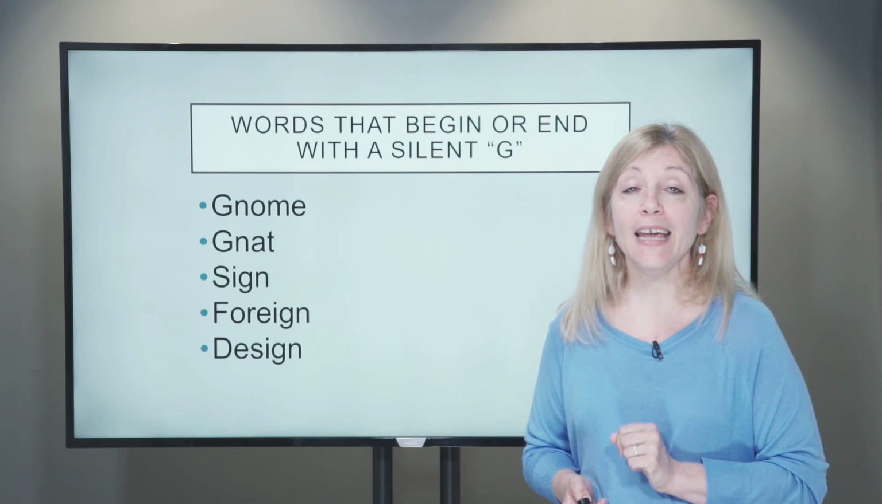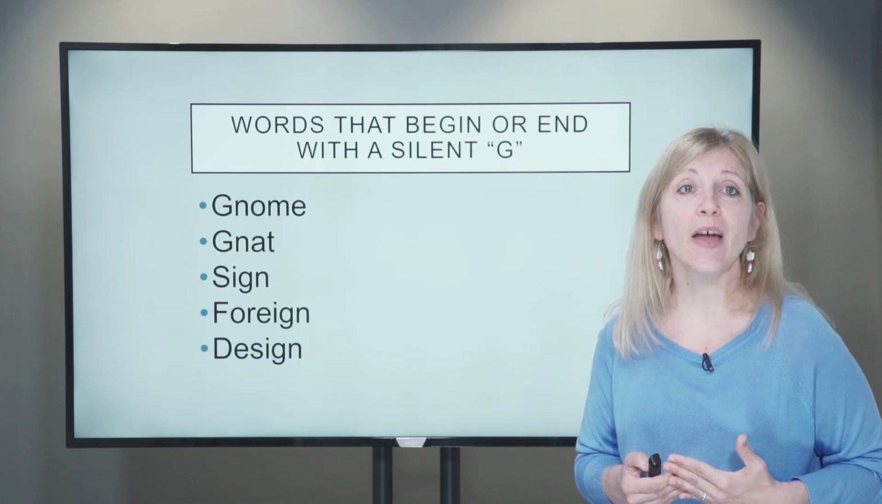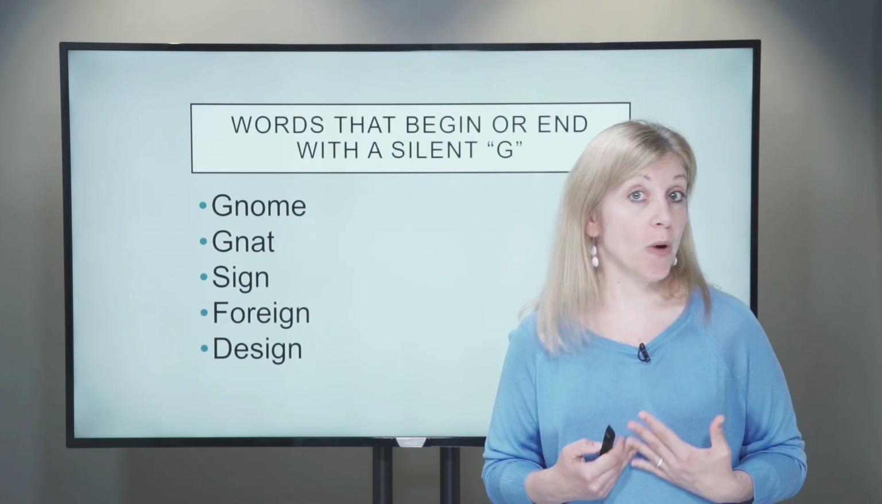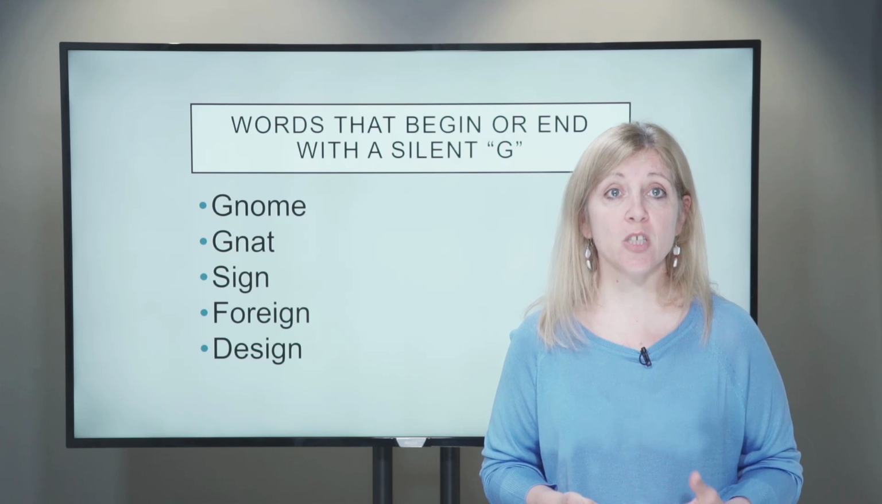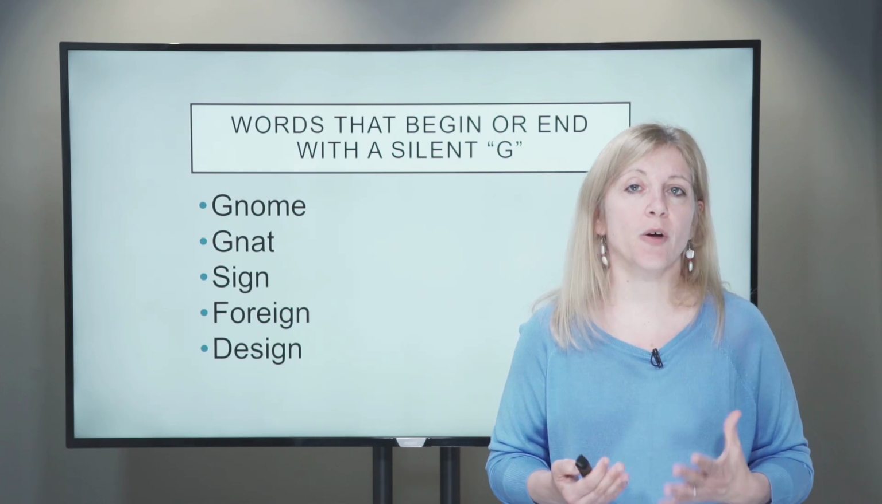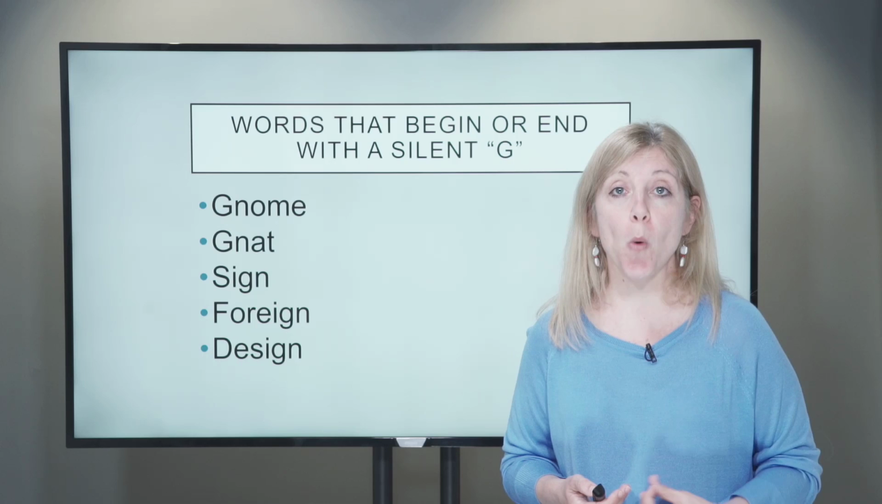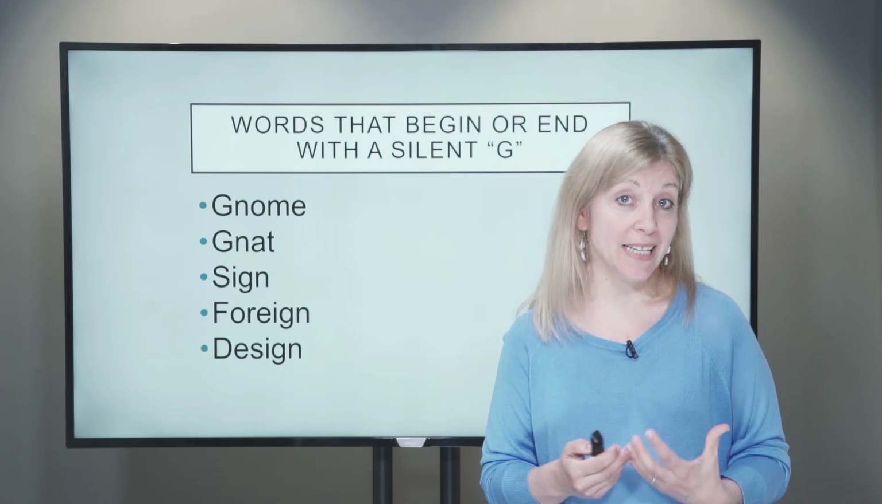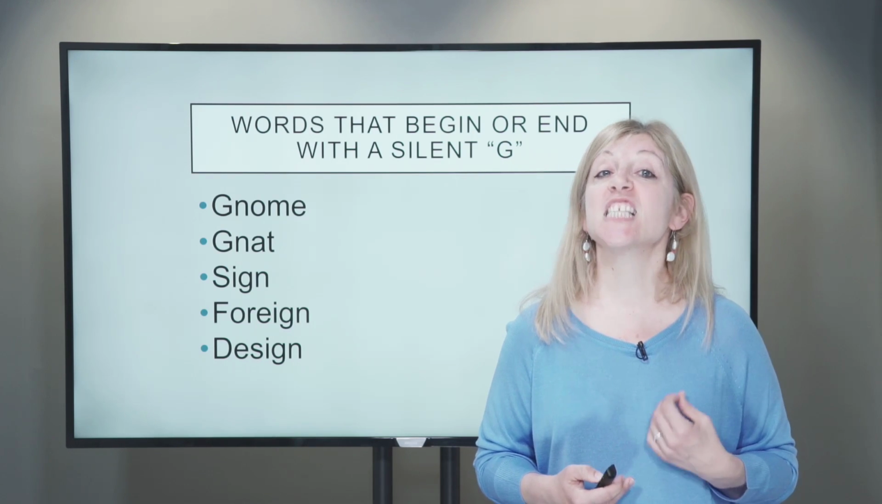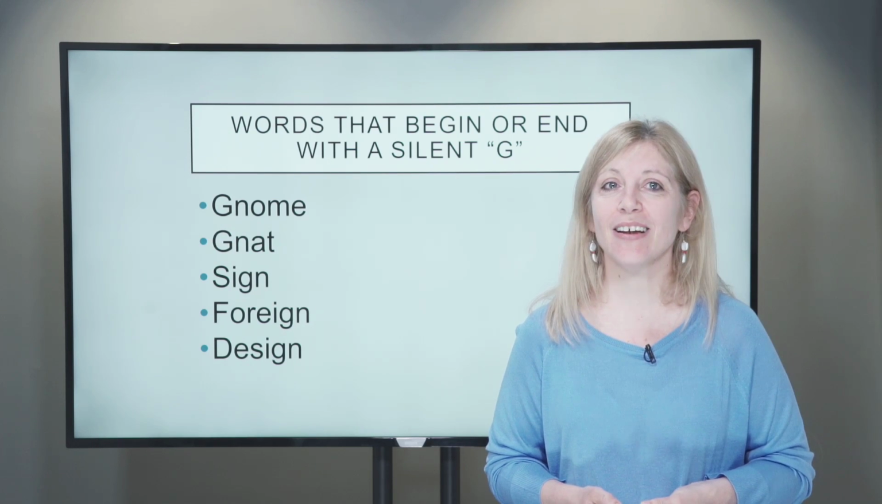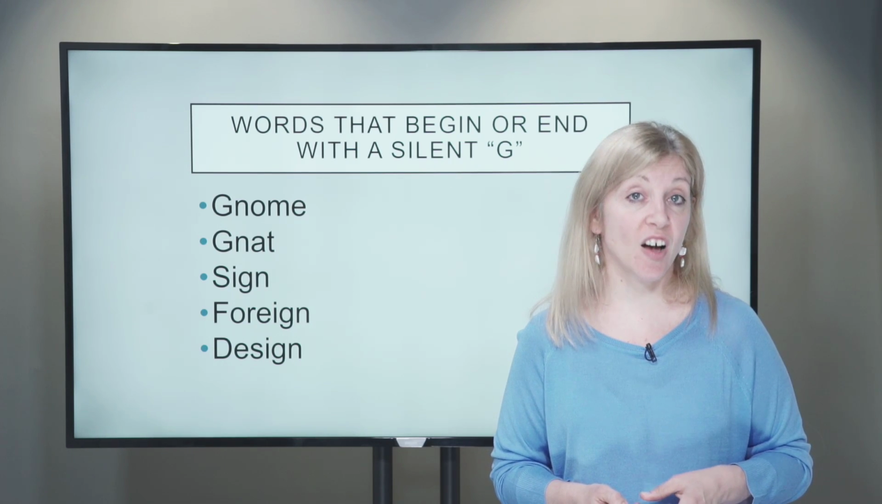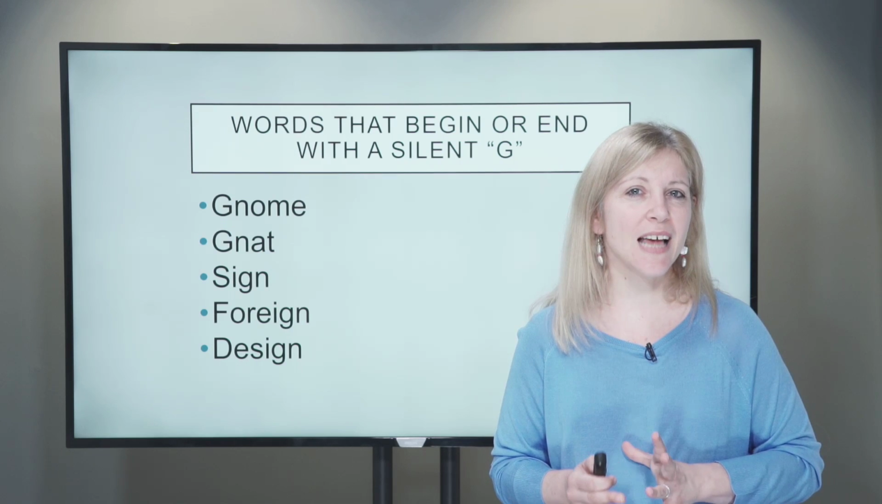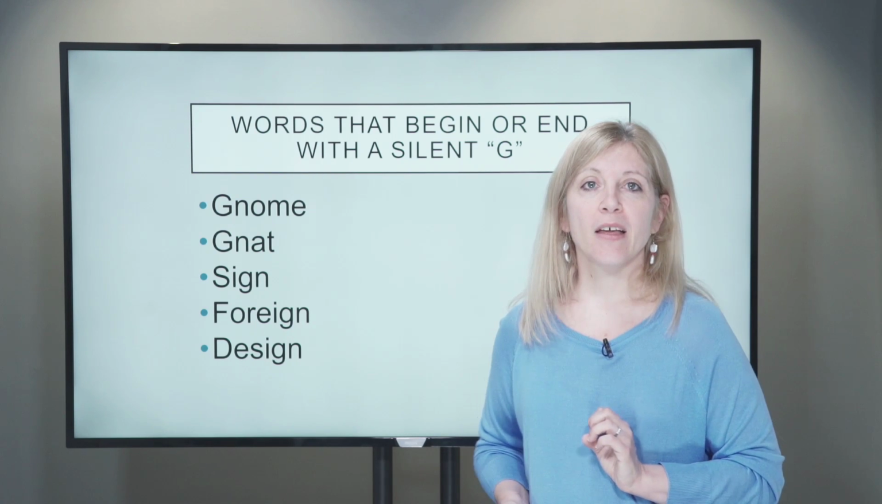And then here, another one with the letter G. Again, we don't pronounce it with these words and some others. This is just a shorter list. So gnome, gnat, which is a small insect if you didn't know the word. Sign, so here it's at the end. Foreign and design. So we don't sound the G here.